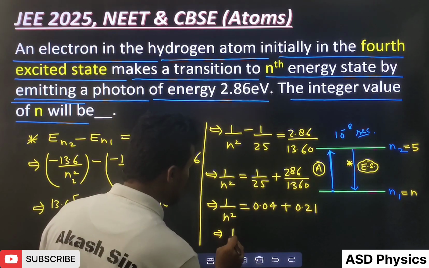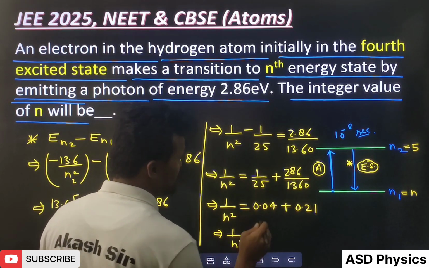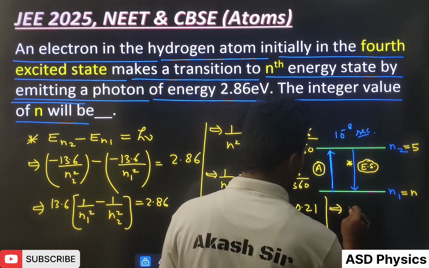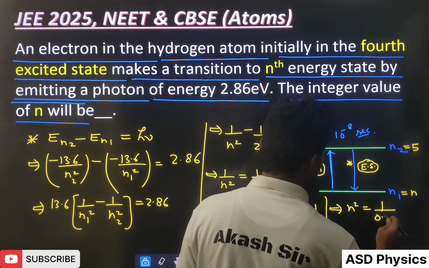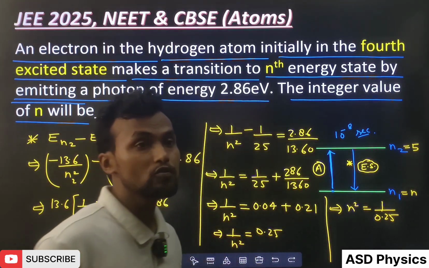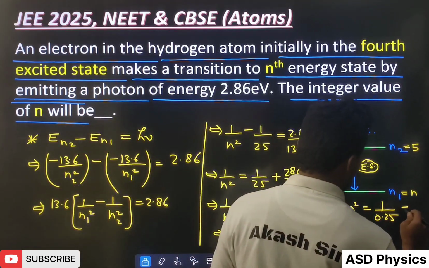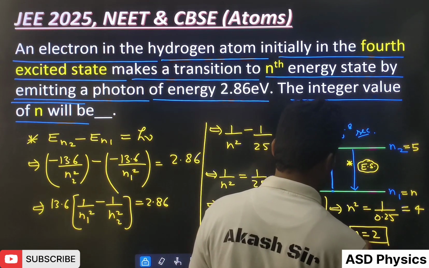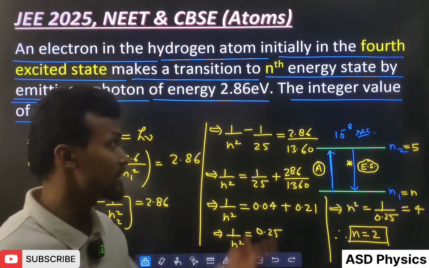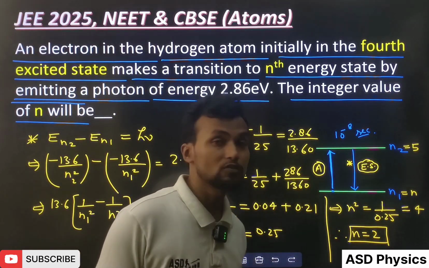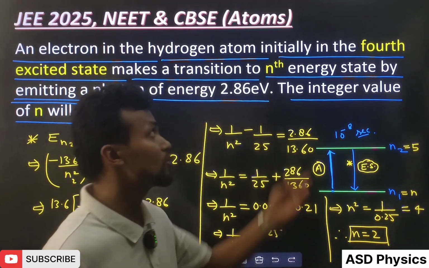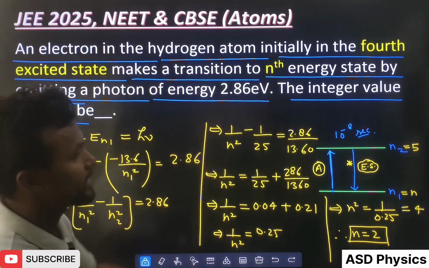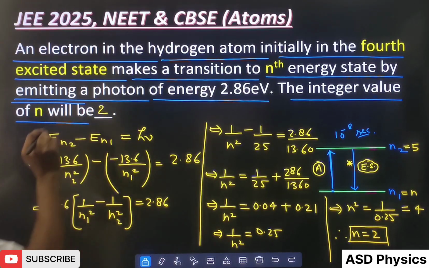From here I can write 1 by n square is equal to 0.25. So the value of n square is 1 by 0.25, which is 100 by 25, that means 4. So the value of n is 2. If they ask in another way, we can say n equal to 2 means the first excited state. It is coming from the fourth excited state to the first excited state, then only it will release a photon of 2.86 electron volt, and here the value of n is 2.